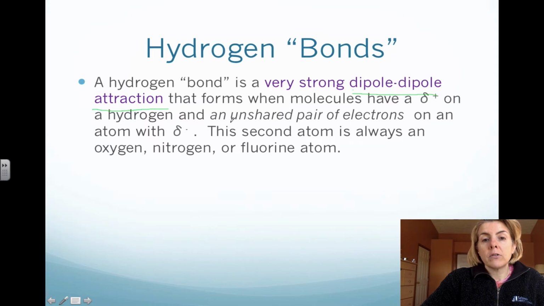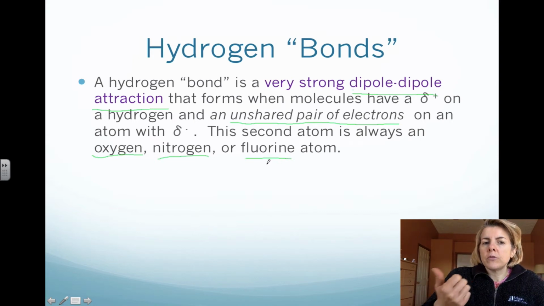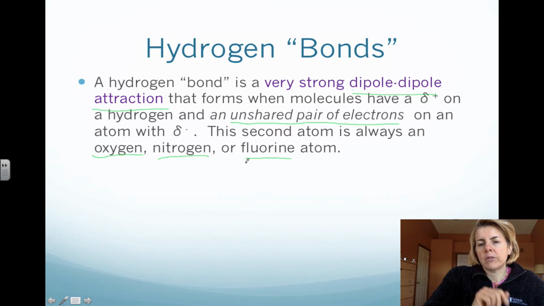There has to be an unshared pair of electrons on an atom, and that typically is oxygen, not always. In order to have a hydrogen bond, you have to have one of the following: oxygen, nitrogen, or fluorine. So typically it's hydrogen with either oxygen, nitrogen, or fluorine, and they have to have an unshared pair of electrons to have this attraction between each other.